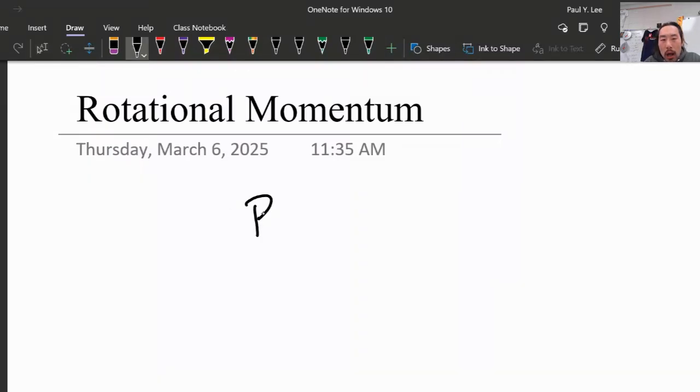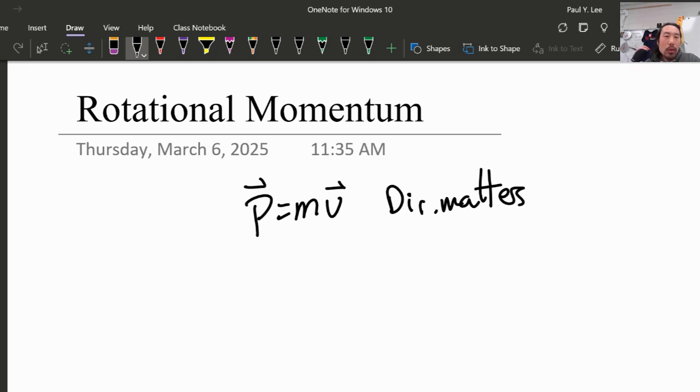So let's start off with the translational version of momentum, where P represents translational momentum, equal to the object's mass times its velocity. The important thing is I'm including those vector hats because direction matters. An object moving to the left has a momentum to the left, versus an object that's moving to the right has a momentum to the right. So that direction part is important.